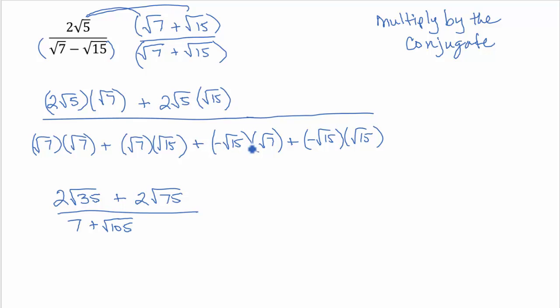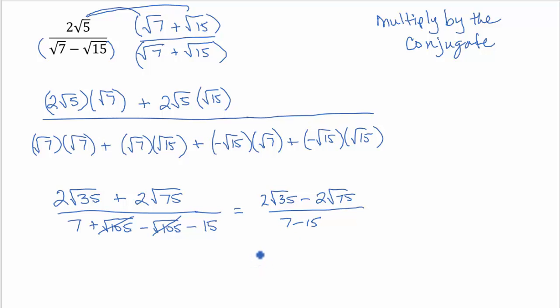Here we have the negative square root of 15 times the square root of 7 is the negative square root of 105. And the last one, the negative square root of 15 times the positive square root of 15 is minus 15. Now see what happens? On the bottom, positive square root of 105, negative square root of 105 cancel. So we just have to see what we can simplify now. So now I have 2 times the square root of 35 minus 2 times the square root of 75 over 7 minus 15. Well, I can still do a little bit of simplifying here.